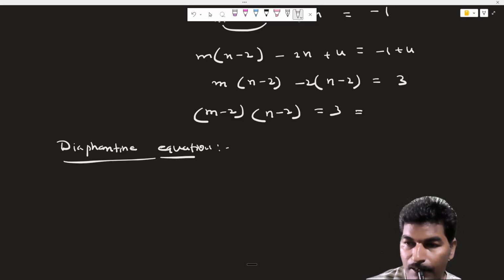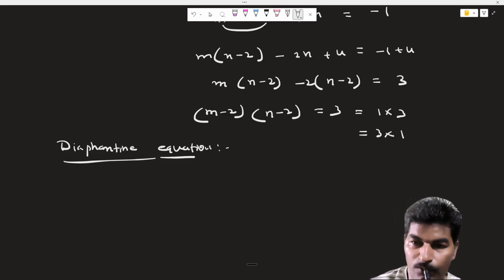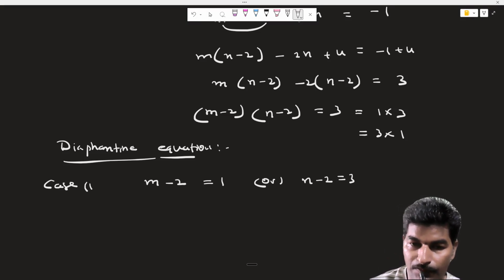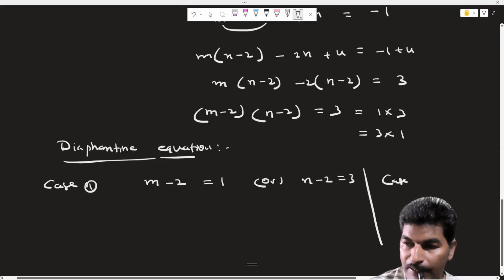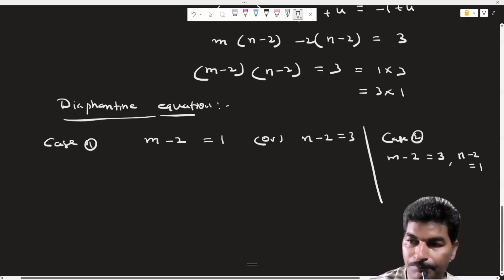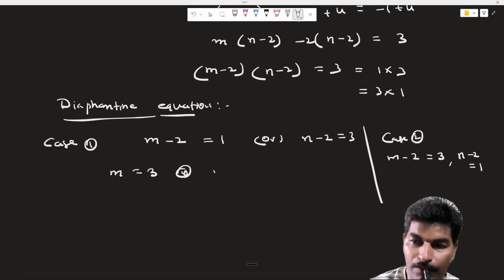Here, the left side has two factors, so we can express it as 1 into 3 and 3 into 1. Two choices exist. First I will take the first choice, which is m minus 2 equal to 1 and n minus 2 is equal to 3. This is case 1. And also we will consider case 2, which states that m minus 2 is equal to 3 and n minus 2 is equal to 1. Okay. And from this we have m is equal to 3 and n is equal to 5.